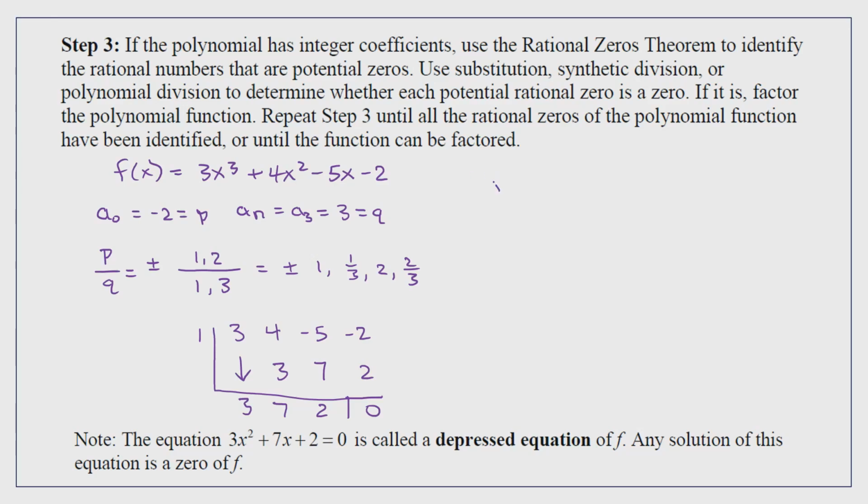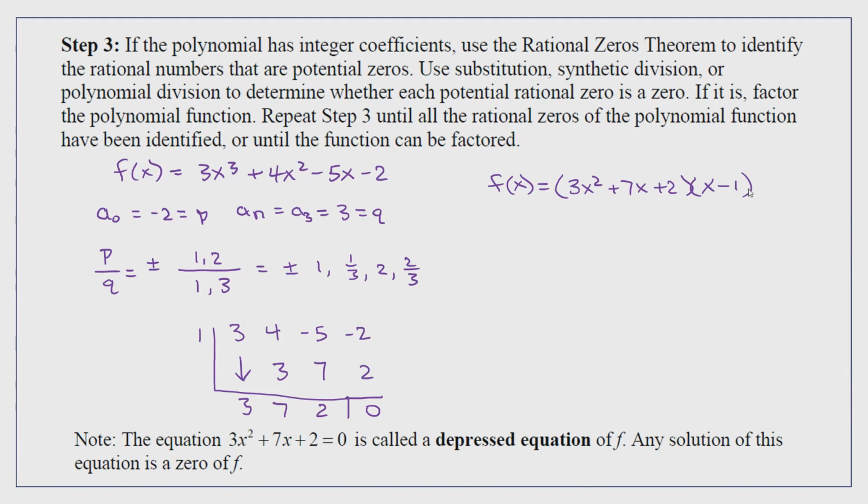So if I were to write f of x in factored form, I would have my depressed polynomial 3x squared plus 7x plus 2 multiplied by my new factor x minus 1. Okay? Because 1 is a 0 and its factor is x minus 1. So now I can continue the process and test some other zeros with 3x squared plus 7x plus 2, or I can use other methods to find the factored form of this quadratic.